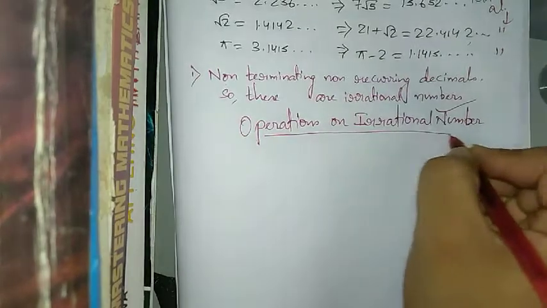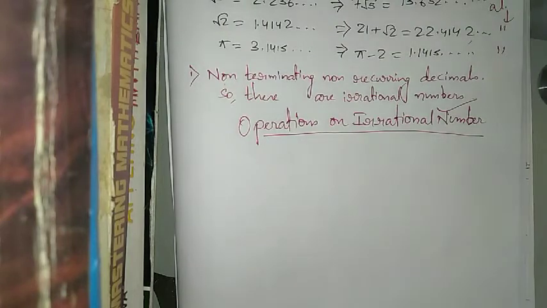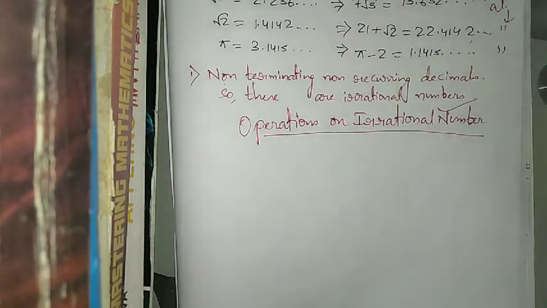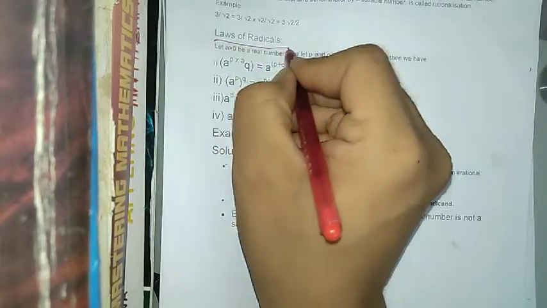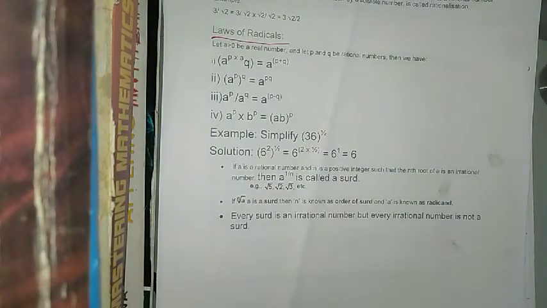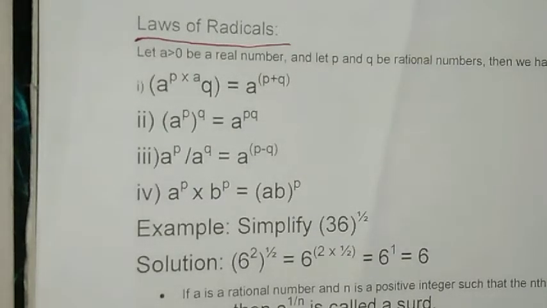So students, before we start operations on irrational numbers, I would like you to do some homework. We call them the laws of radicals. There are a few laws. If these laws of radicals are learnt properly, then you won't have any problem solving these kinds of simplification questions. Let's zip through them.